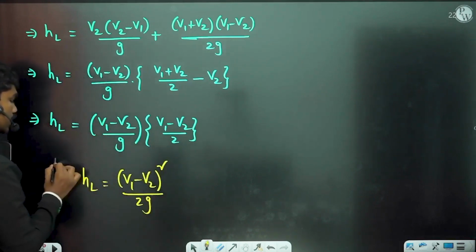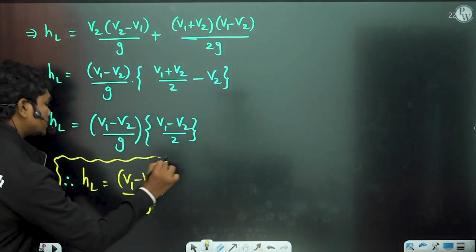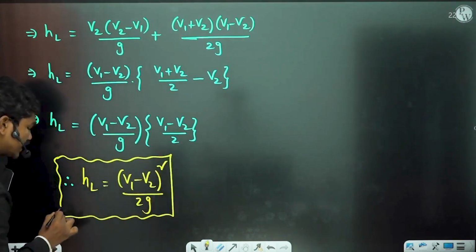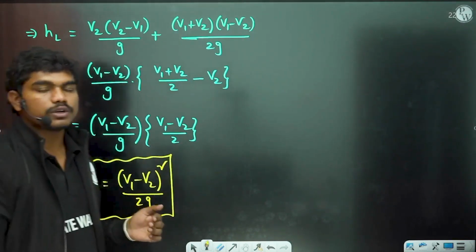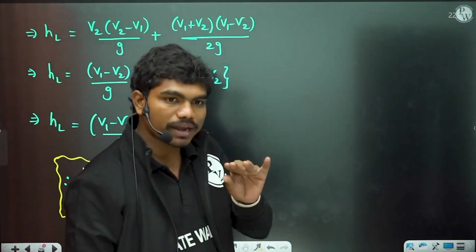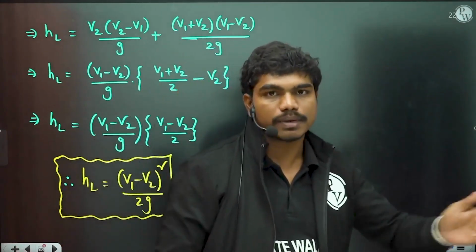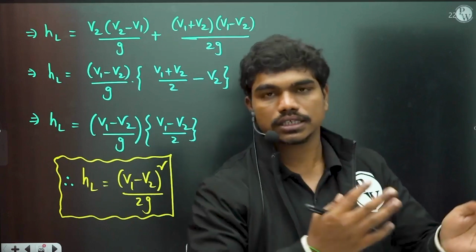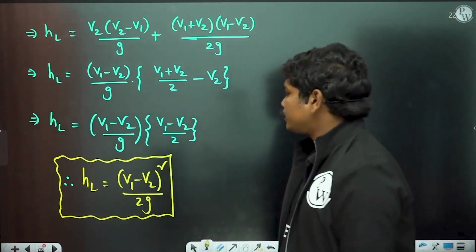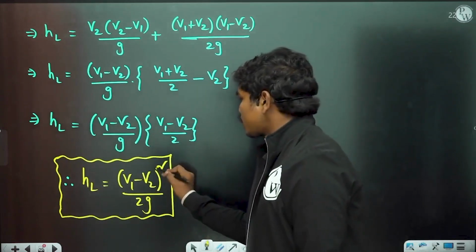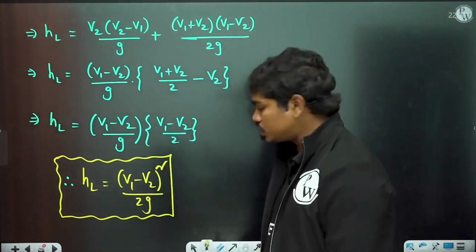So this is basically the expression for the loss that actually happens due to sudden expansion. V1 minus V2, where V1 is the velocity in the small pipe and V2 is the velocity in the larger pipe. Basically when there is some expansion, then in the second pipe we have V2. So (V1 minus V2) whole square by 2g is what we have here. This is the loss due to sudden expansion.